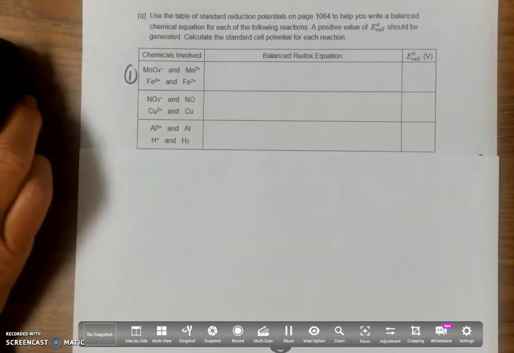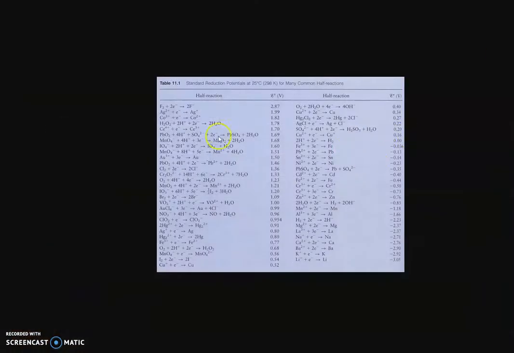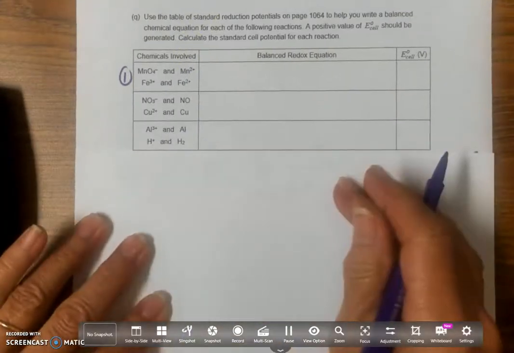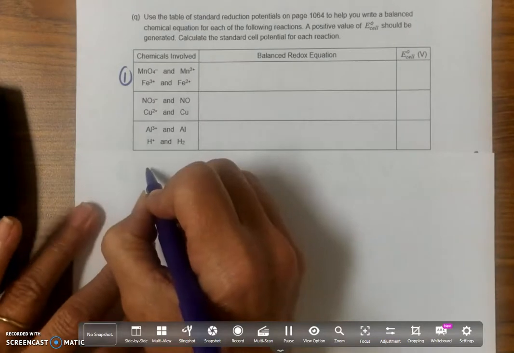I'm going to show you what a table of reduction potentials looks like. This is right off of an old AP test. Manganese has a couple. In this case, they would tell you which one to use, so we're going to use that one here for manganese. And then we're going to use iron 3 plus going to iron 2 plus here. Okay. All right, so I'm just going to write them out in terms of their reduction first.